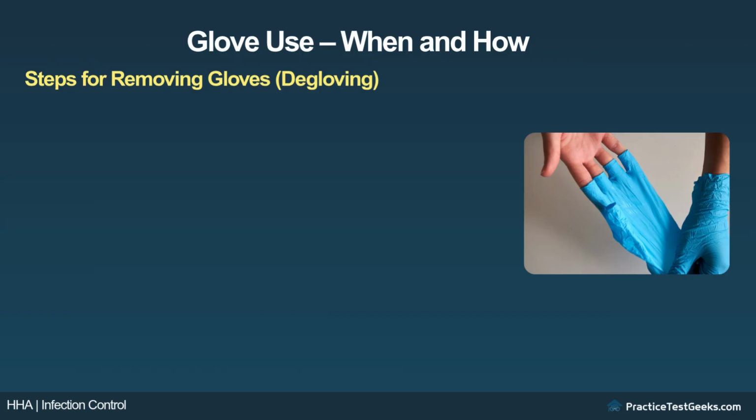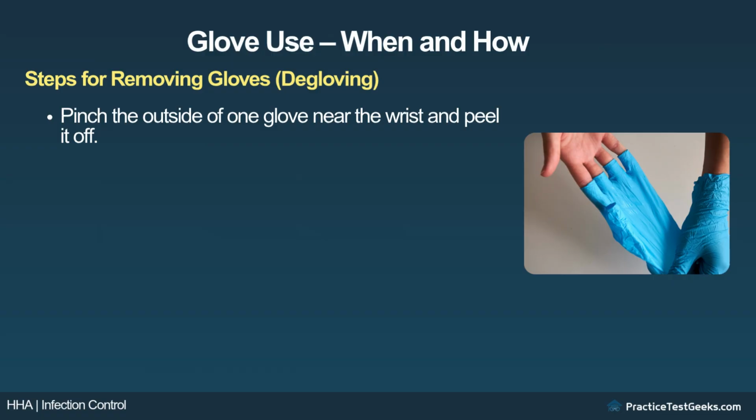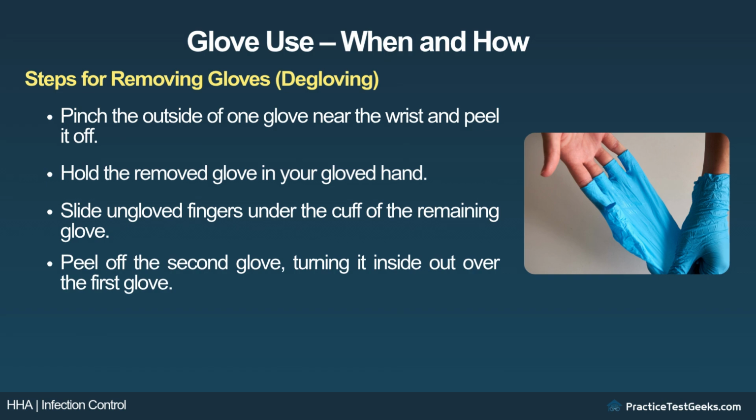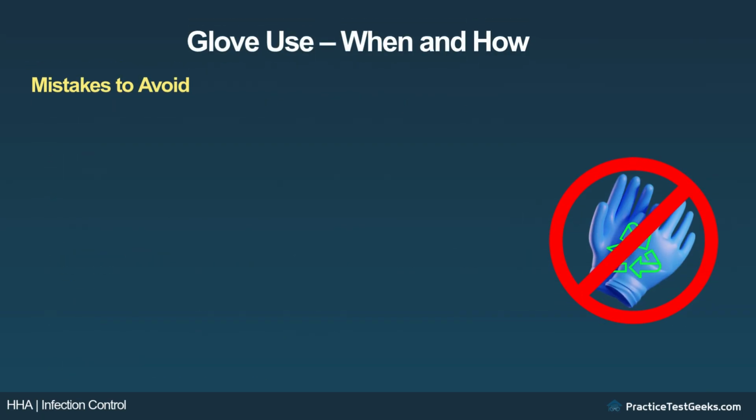Steps for removing gloves, or degloving. Pinch the outside of one glove near the wrist and peel it off. Hold the removed glove in your gloved hand. Slide ungloved fingers under the cuff of the remaining glove. Peel off the second glove, turning it inside out over the first glove. Dispose of both gloves in a proper waste container. Wash hands immediately.